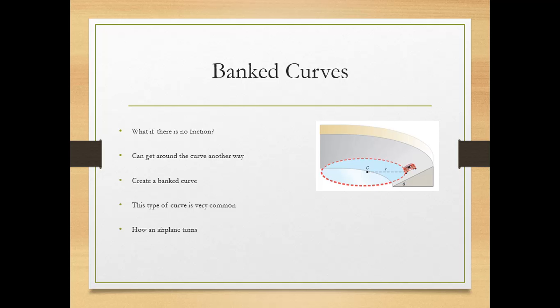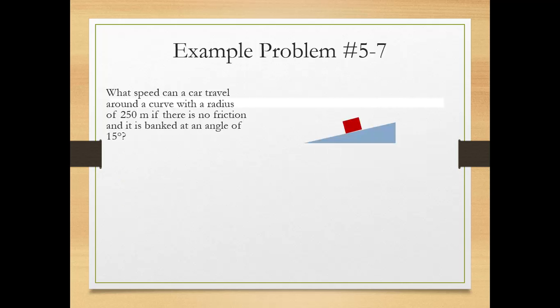This also happens to be how an airplane turns. If you've ever been on an airplane, you notice that when it turns, the wings on the outside of the turn lift up and the wings on the inside of the turn go down, and so it's actually the lift force, which you can think of as a force perpendicular to the wings of the airplane, that allows the airplane to make that curve.